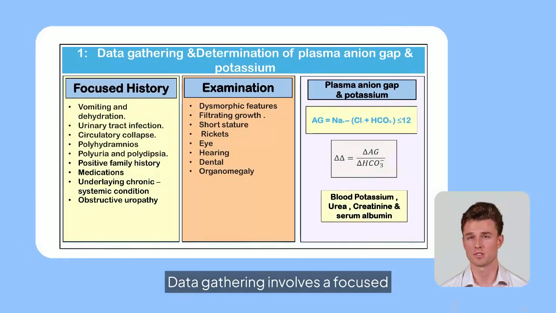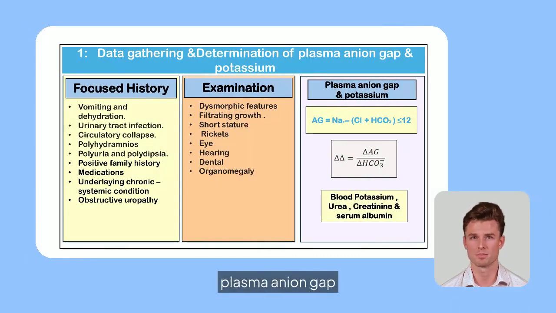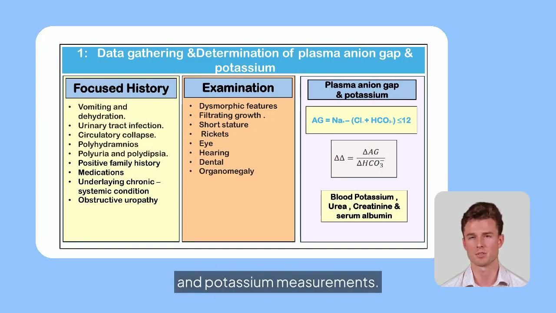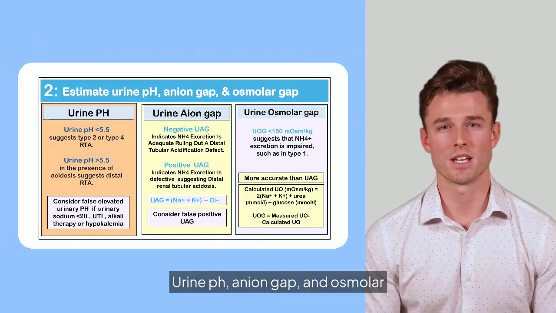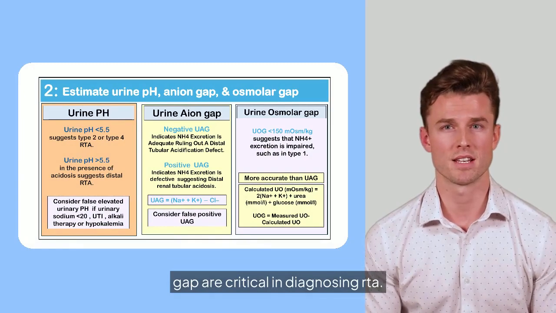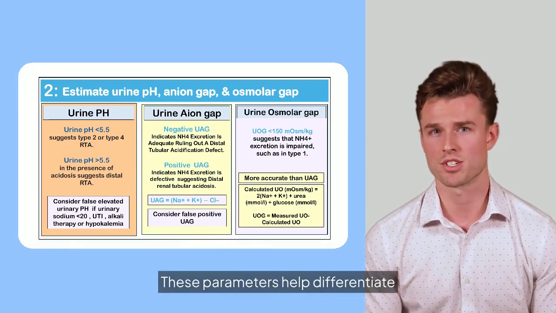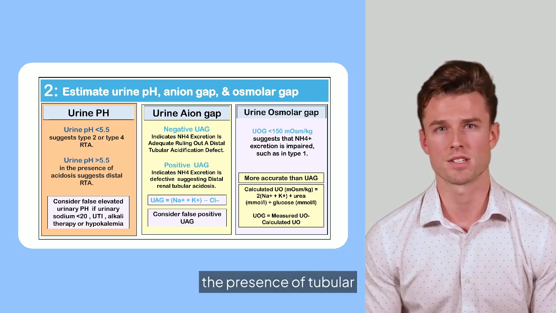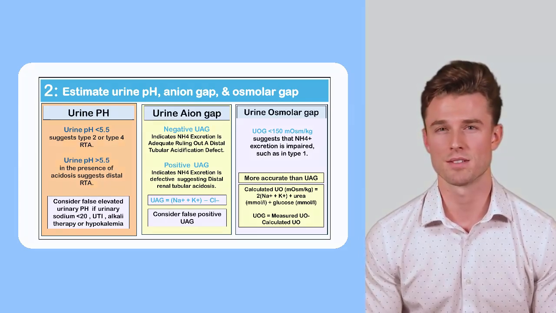Data gathering involves a focused history and examination to identify symptoms and signs of RTA. Key laboratory tests include plasma anion gap and potassium measurements. Urine pH, anion gap, and osmolar gap are critical in diagnosing RTA. These parameters help differentiate between types and identify the presence of tubular acidification defects.